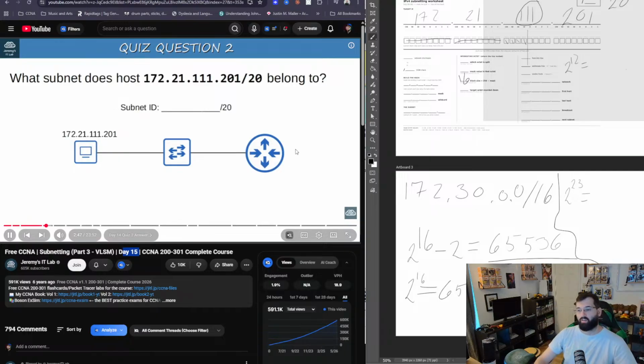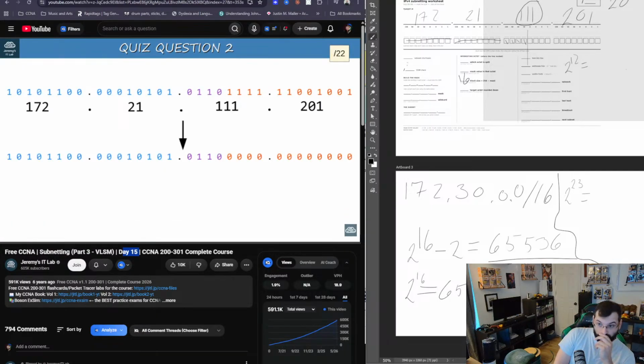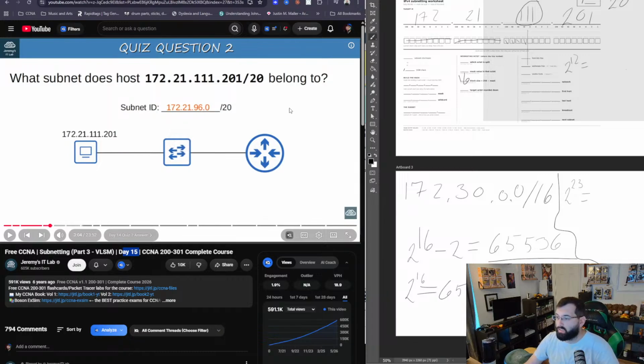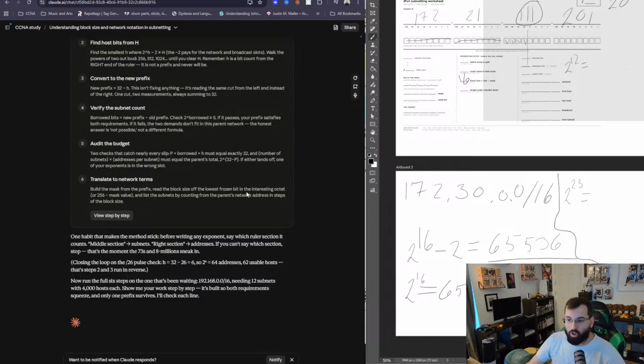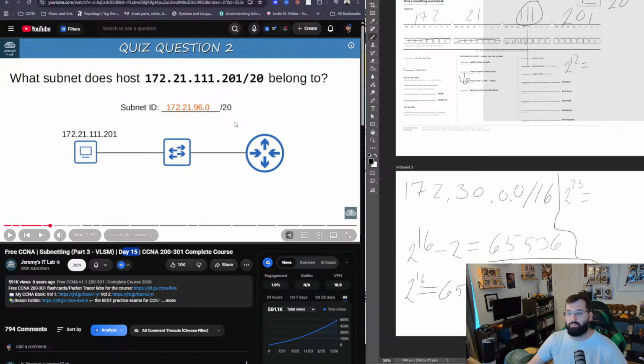These questions are easy if you remember the steps I taught you. First, write out the address in binary like this. Then change all of the host bits to 0. Convert the address back to dotted decimal, and that's the answer. 96. So, host 172.21. Dang it, I took such a long way to get there. What I should have done is 16 times 6. So I did it a much longer way, and I forgot a step, which is why his is better.